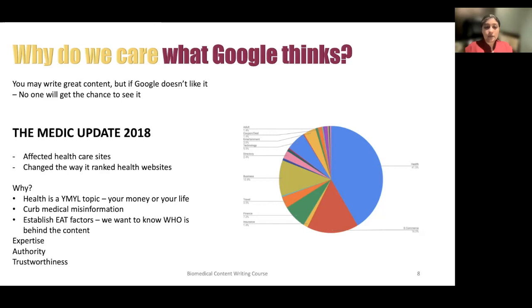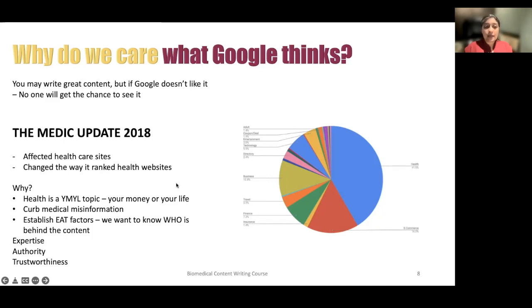Now, we all know that Google is essentially an algorithm or a software. It's been around for a long time and has been through a lot of changes in that time. Now, in 2018, the algorithm was updated. We need to know this because it affected healthcare sites most significantly. More than 41% of healthcare sites were affected.